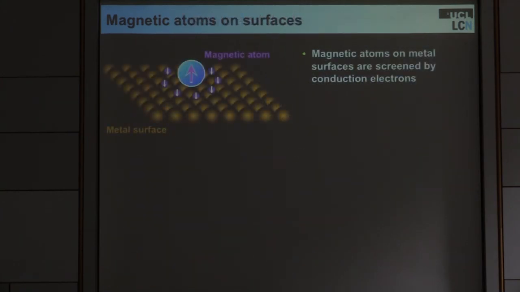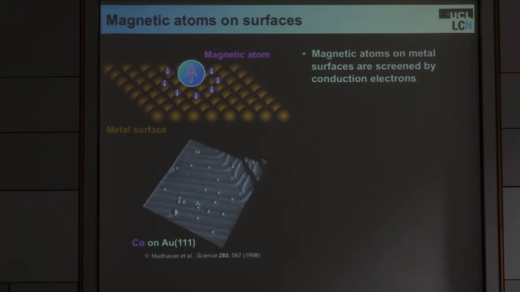Okay. So I had mentioned before that when you put a magnetic atom on a metal surface, the conduction electrons in the metal will tend to try to screen this magnetic spin. The experiments that were done to show this date back to the 1930s, but with a single atomic spin, it was first done in the late 1990s in MAQM's group with cobalt on gold.